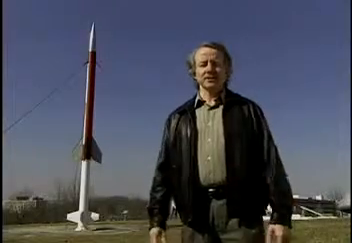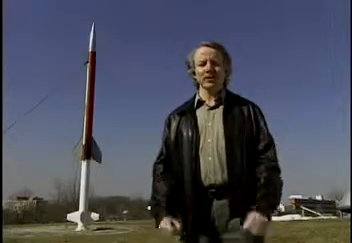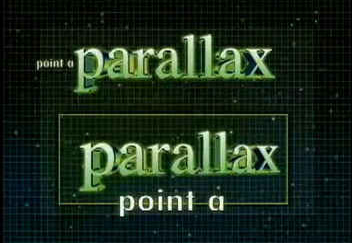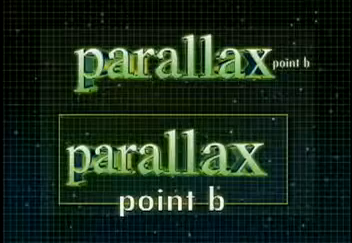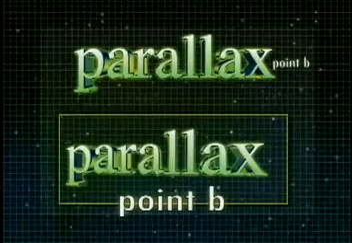The answer is that astronomers used a geometric technique called parallax to determine the distance between the Earth and the Sun. Parallax is the apparent change in position of an object when you look at it from two different stations or points of view. It sounds mysterious, but you use this technique all the time. For example, let me show you how parallax works by using my thumb and that rocket in the background.